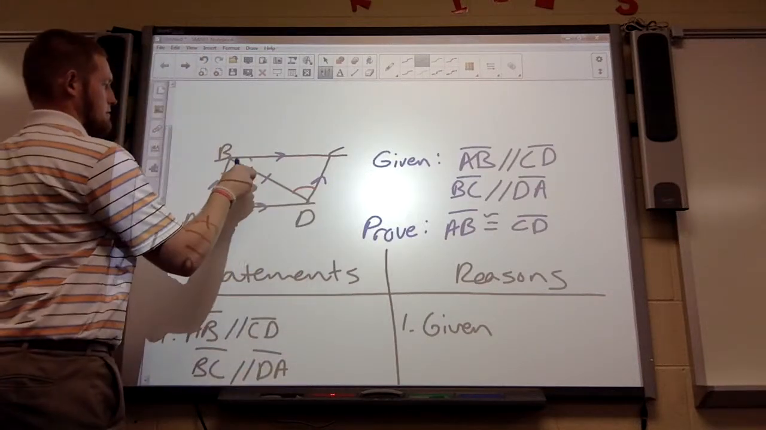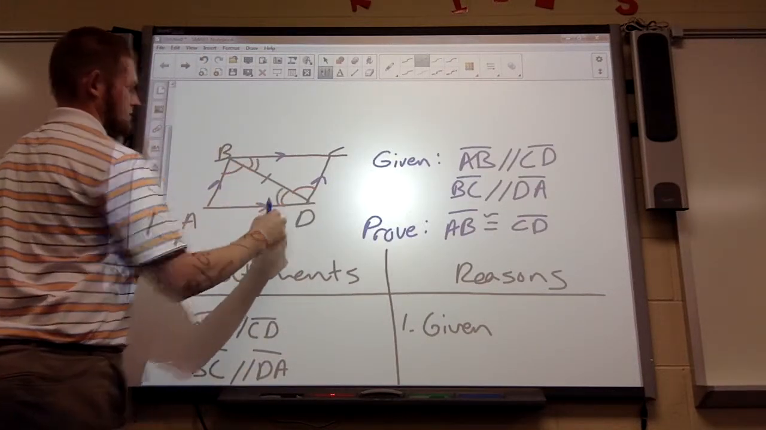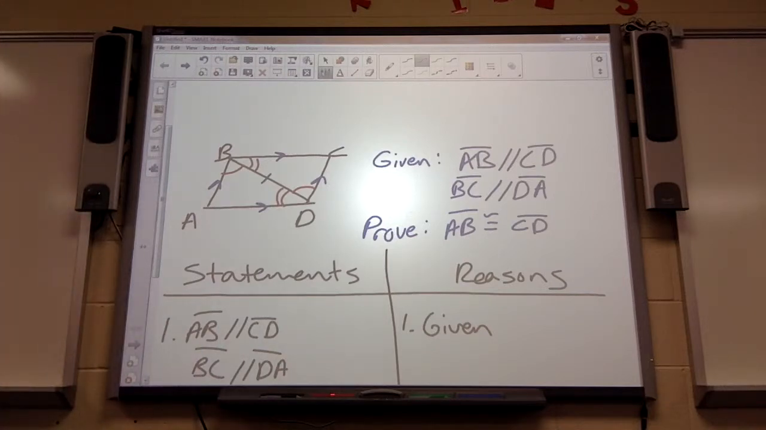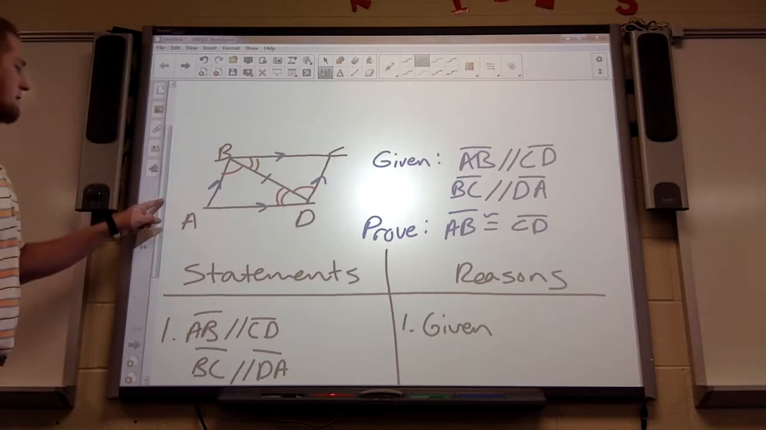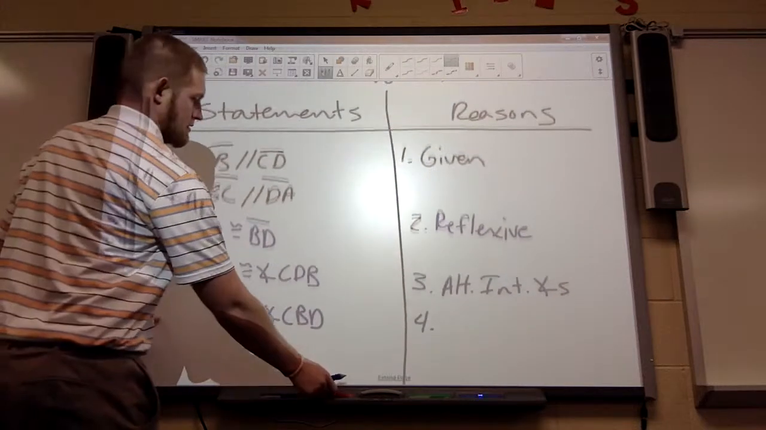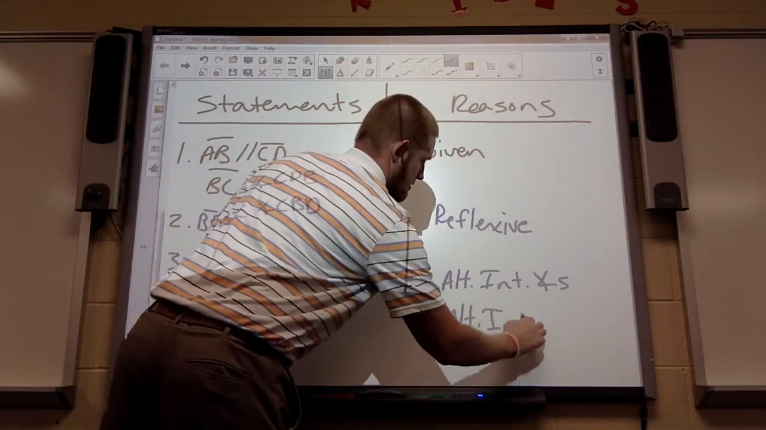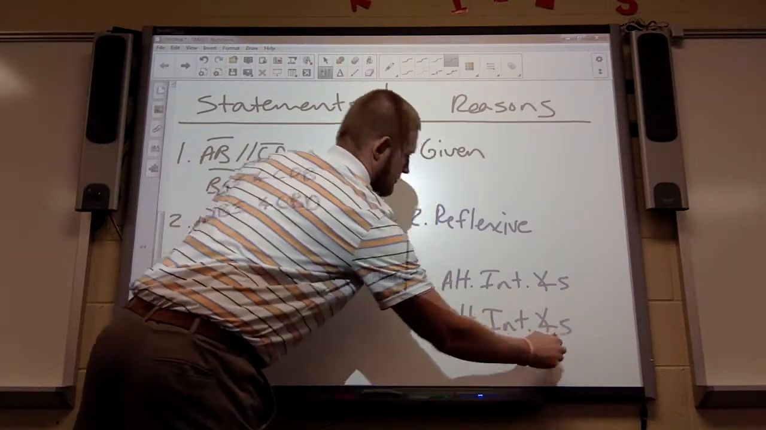So this should have 2 tick marks, and this should have 2 tick marks now. Okay, so that's what your diagram should look like right now. And we have alternate interior angles.